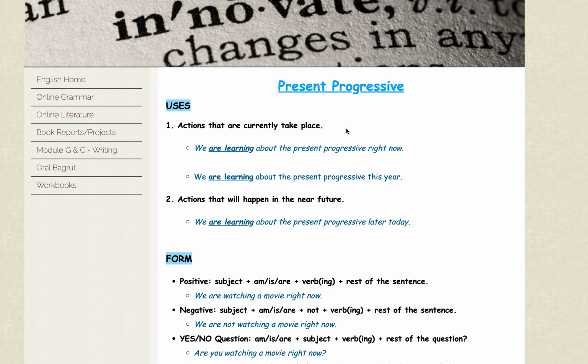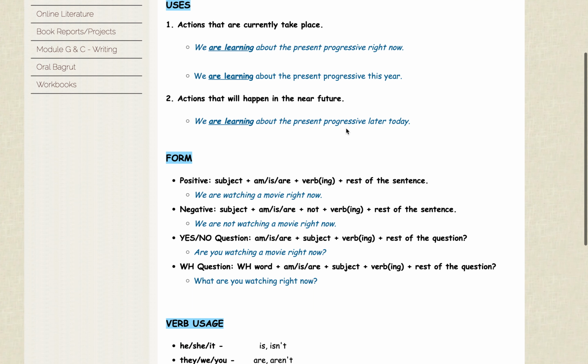For example, I feel sad, I love you, and I weigh 150 pounds. Or the ring costs $30. So even though all of those things are happening now, you don't use the present progressive. So let's look at the form.